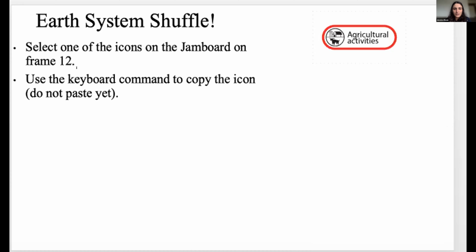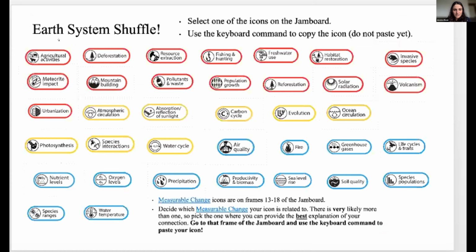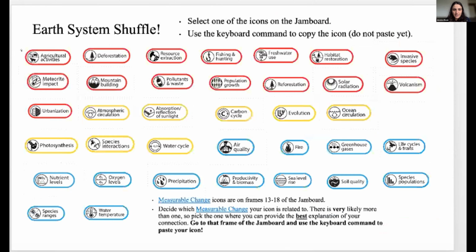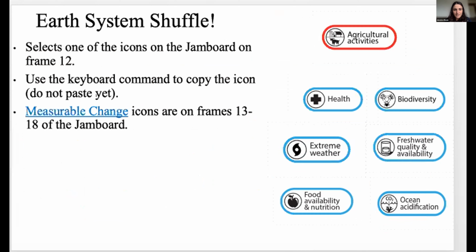If you go to frame 12 on the Jamboard, you can select one of the icons. So let's say I selected agricultural activities. So that's up here on this Jamboard on frame 12. And now I'm going to flip forward even more. First I'm going to copy it, but not paste it. So let's say I copied agricultural activities. You can use the keyboard commands on your computer. And then you can flip forward, and I want to paste that icon onto whatever measurable change I think is most related to my topic, agricultural activities.